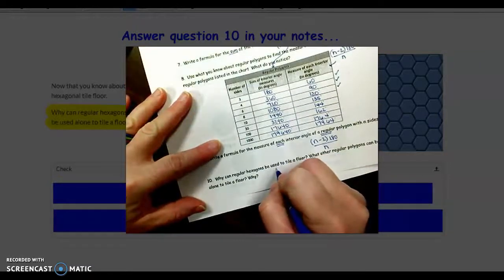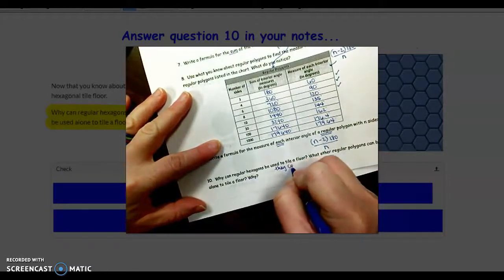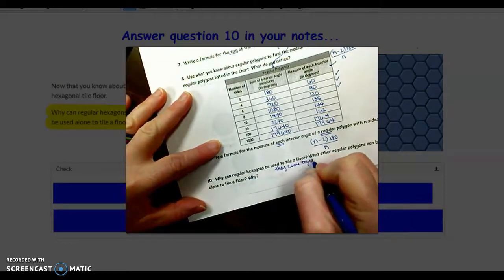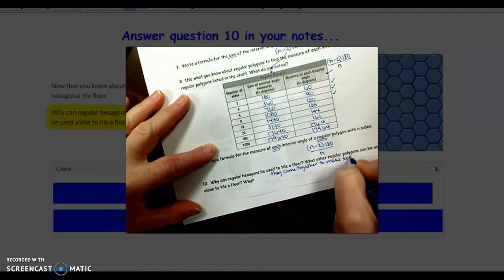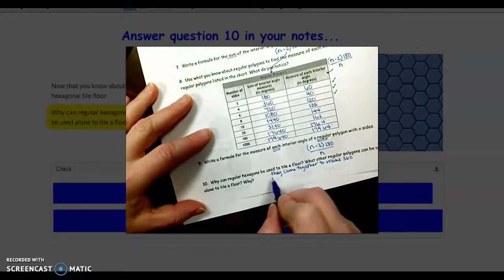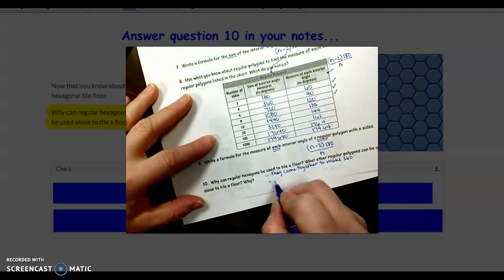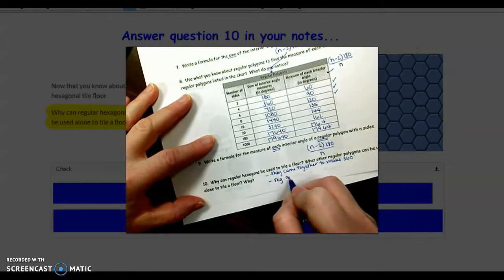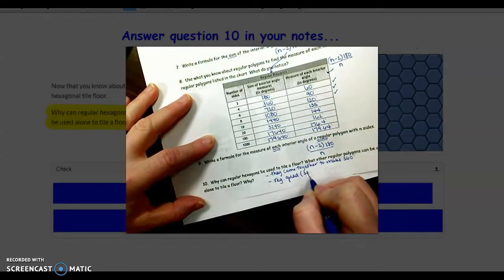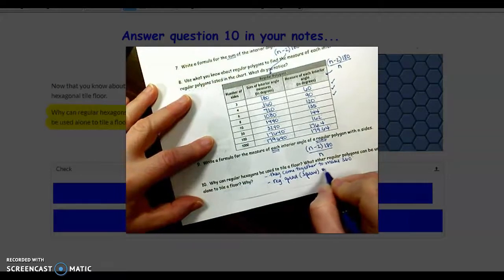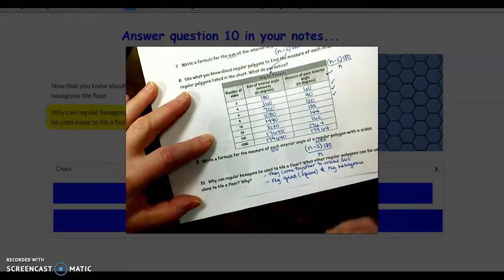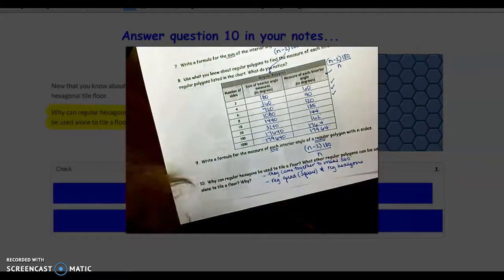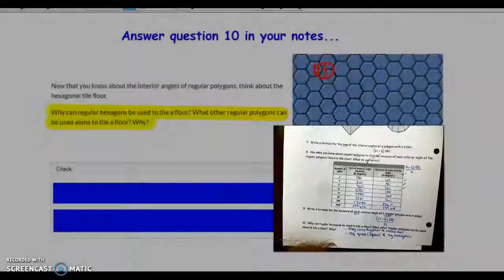So it says, why can regular hexagons be used to tile a floor? Because they can come together to make 360 degrees. What other regular polygons can be used? We can use a regular quadrilateral, which is called a square, and we can use regular triangles. And again, for the same reason, they come together to make 360 degrees.